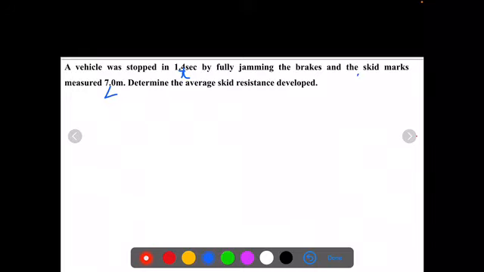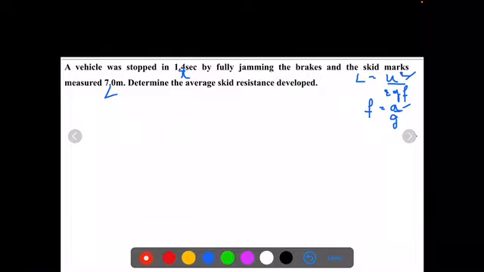So what is the relationship we have? L is equal to u square divided by 2gf. This is one formula. Another one is f is equal to a by g. Now, to use the first formula we don't have the speed value, and to use the second formula we don't have the acceleration value. So either we should determine the speed or the acceleration needs to be determined.